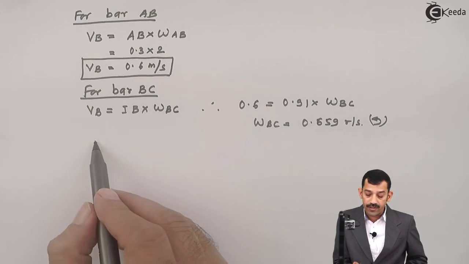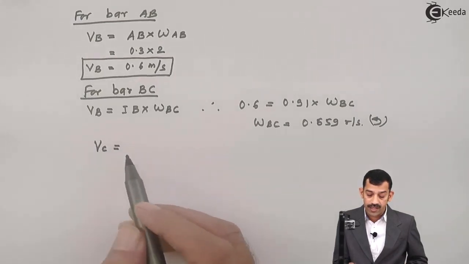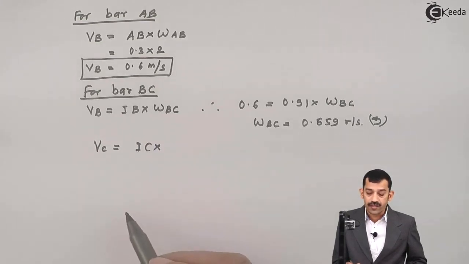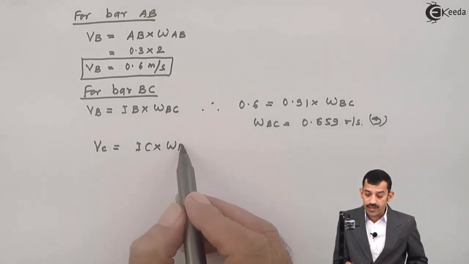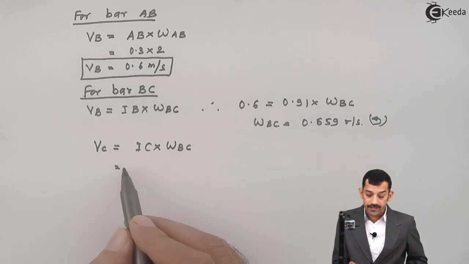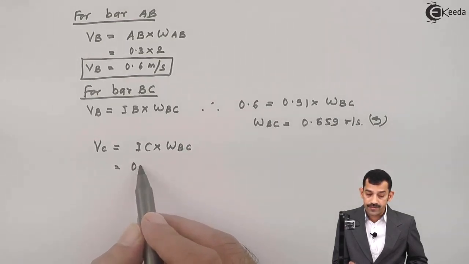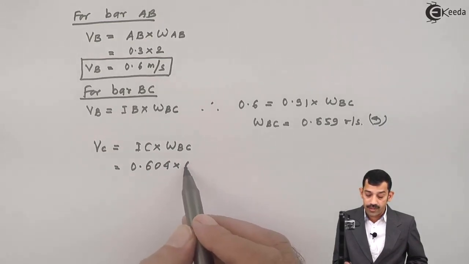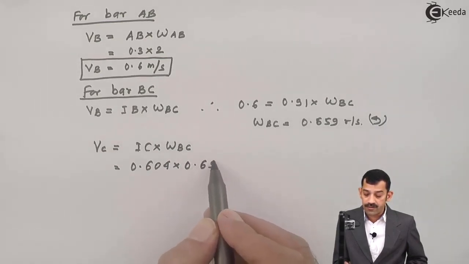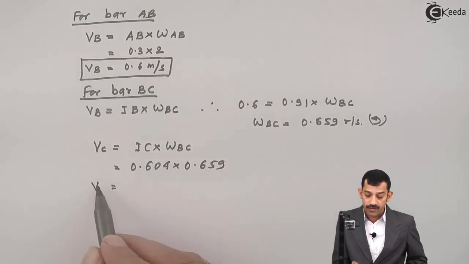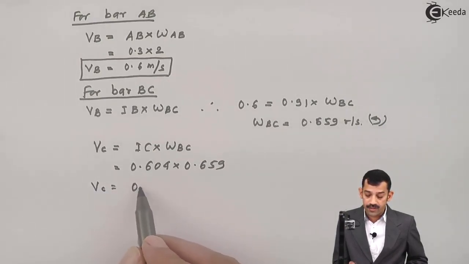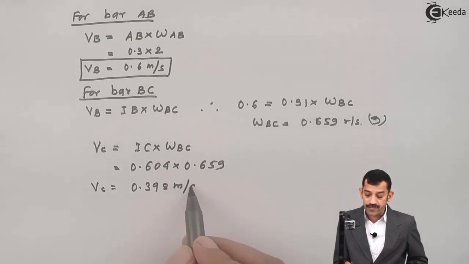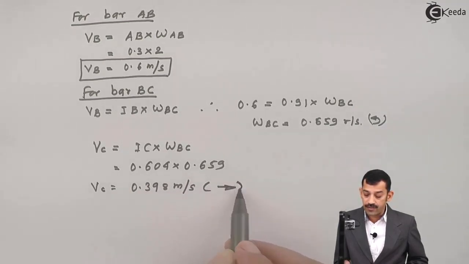Once you get omega BC, velocity of piston or slider is possible, which is IC, meaning radius of rotation, into omega BC. Therefore, IC is 0.604 and omega BC what we have calculated is 0.659. Therefore, linear velocity of point C we will get 0.398 meters per second, and the slider slides in rightward direction.